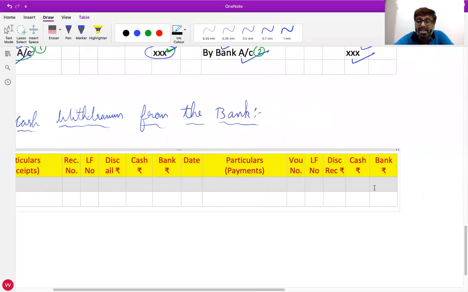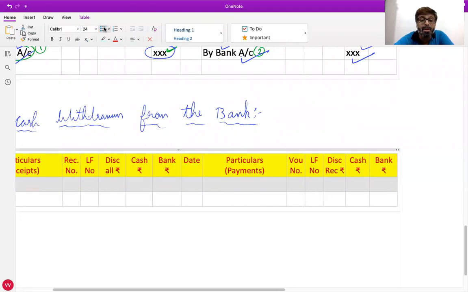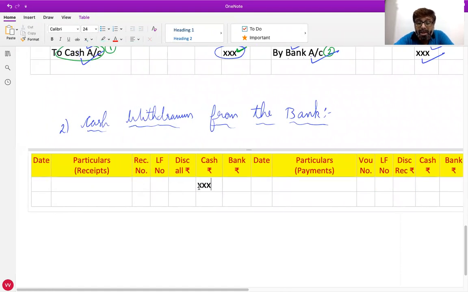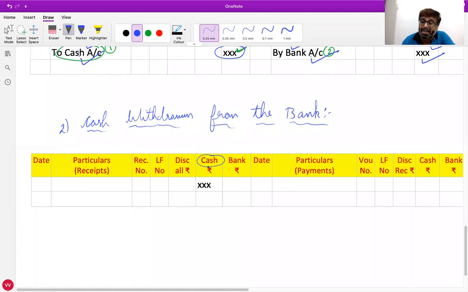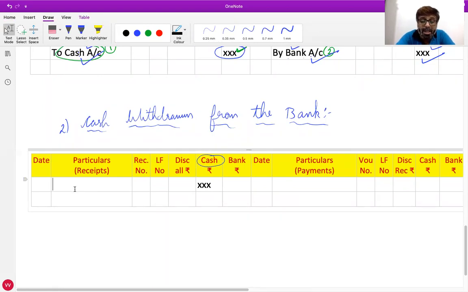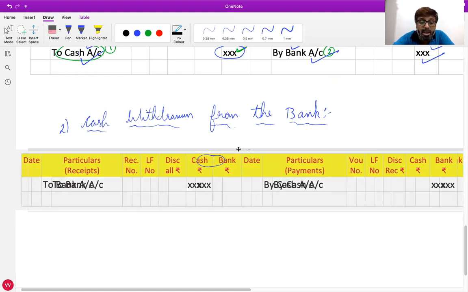Is everyone clear with this? Cash account debit means you write the amount on the debit side, in the cash column. Okay. Now opposite. Opposite of cash, what should I write in particulars? To bank account. Opposite of bank, what should I write in particulars? By cash account. And opposite of cash, the amount will go in which column? Bank column. This is the meaning of opposite, opposite, opposite.